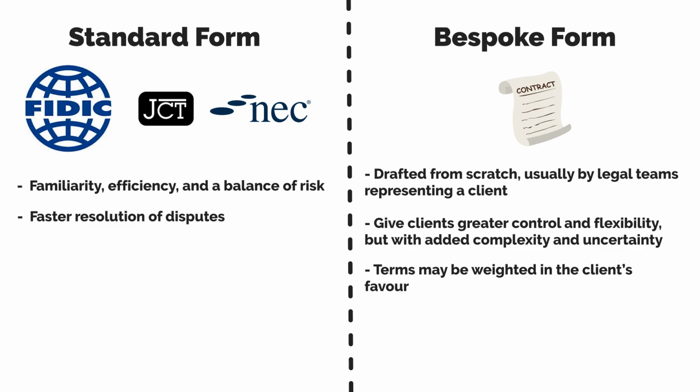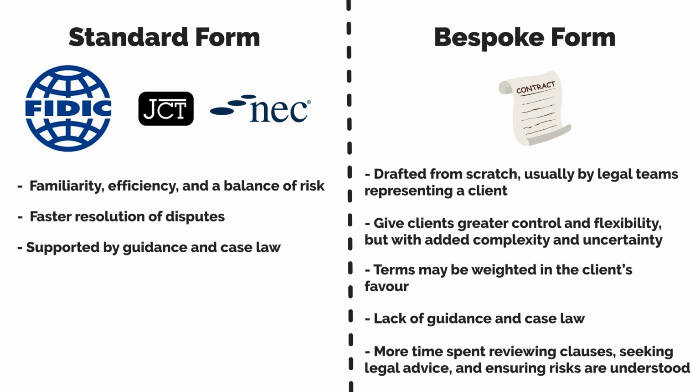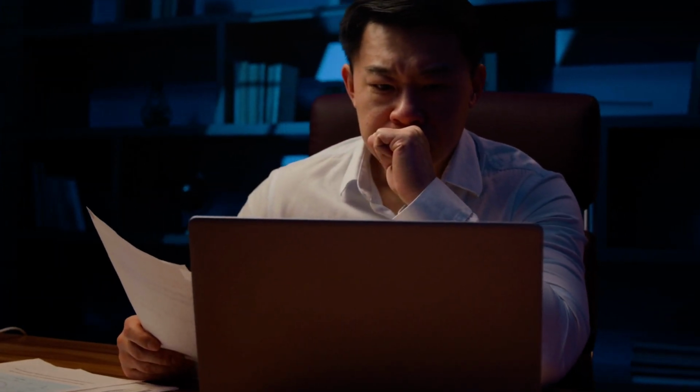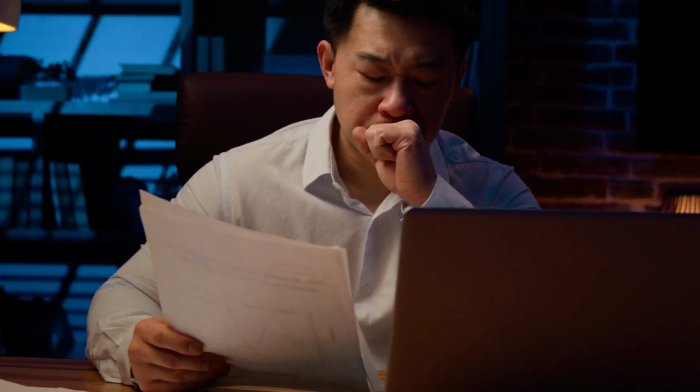When faced with a bespoke contract, the first challenge is interpretation. Unlike JCT or FIDIC, where guidance and case law are well established, bespoke forms often lack that supporting framework. This means more time must be spent reviewing clauses, seeking legal advice, and ensuring that risks are understood before works begin. It also increases the need for clear negotiation, as contractors may want to push back on onerous terms. For quantity surveyors, the ability to read, interpret, and advise on these documents is invaluable. These are the skills which make you a high-value QS.